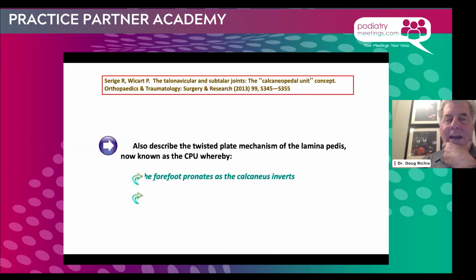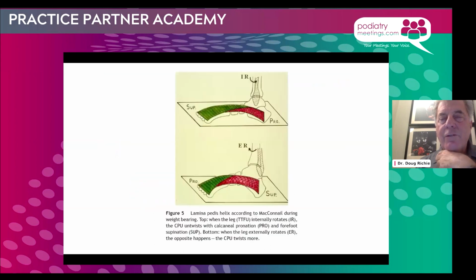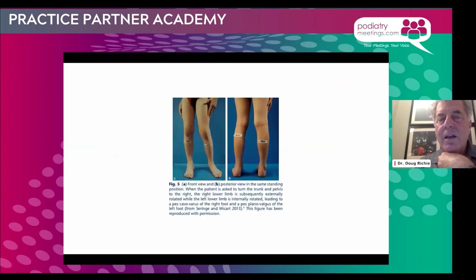And so, again, Seringe and Wicart described the forefoot pronating as the calcaneus inverts, and they described how forefoot supination is coupled with calcaneal eversion. They drew pictures showing internal rotation of the tibia coupled with rear foot pronation and forefoot supination. They also showed a demonstration, which many of you may use in your clinical setting, where any human asked to internally rotate their leg will immediately pronate their rear foot. And what many people don't notice is that it automatically supinates the forefoot.